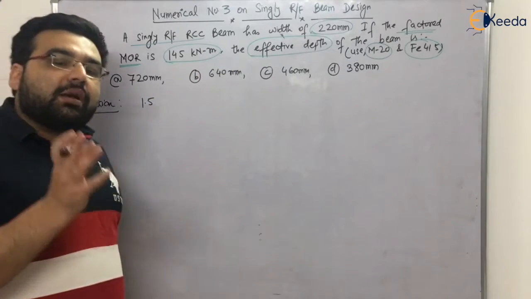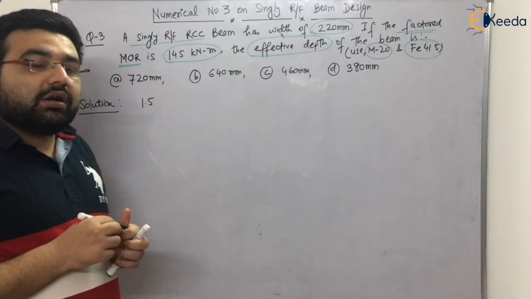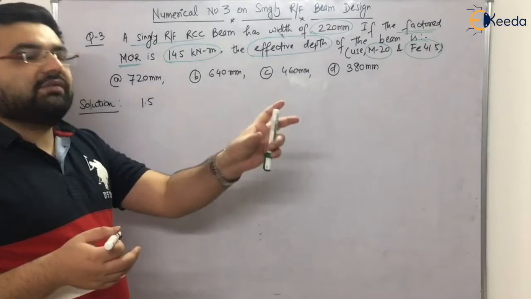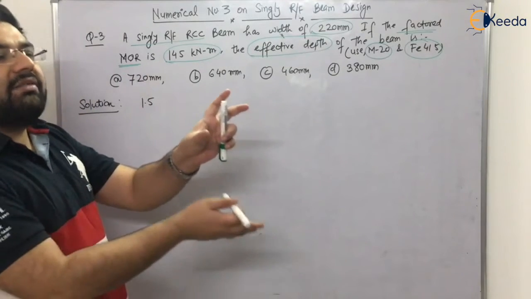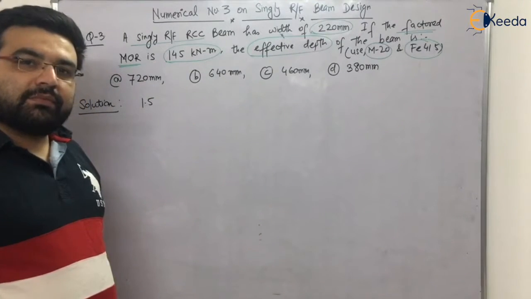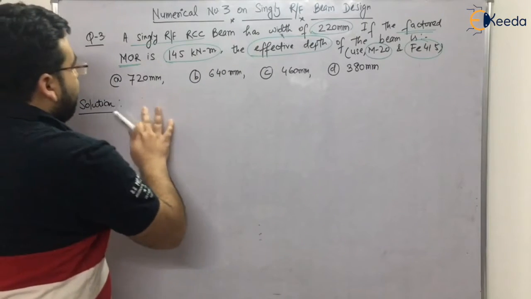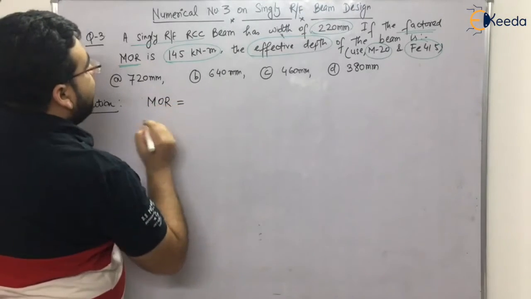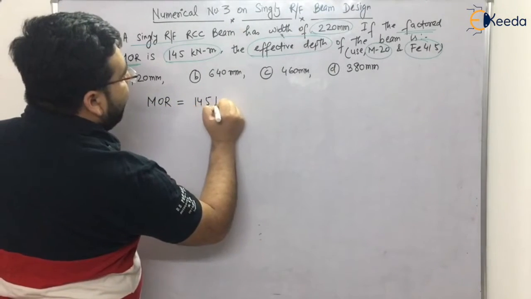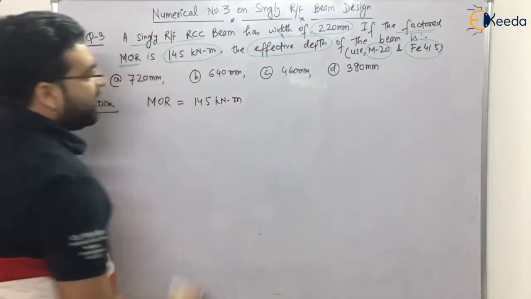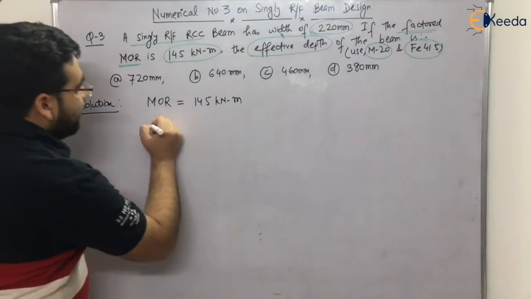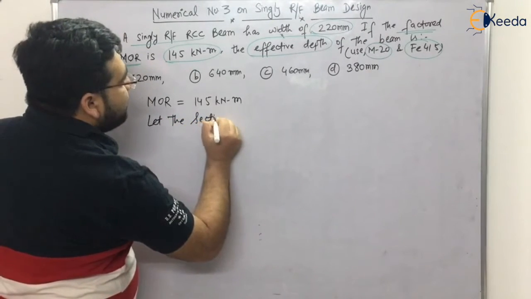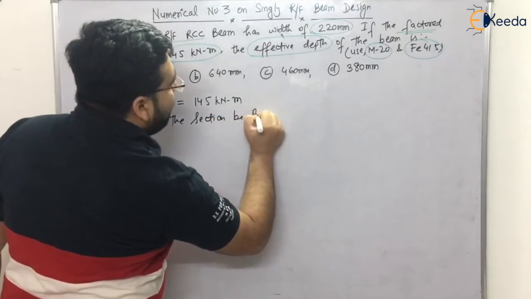Why factored moment? Because in the limit state method, we multiply the forces and moments with a factor, and the strength which we get after solving is again divided by the partial factor of safety. Simple, right? So the moment of resistance is given to you: it equals 145 kilonewton meter. Let the section be balanced.